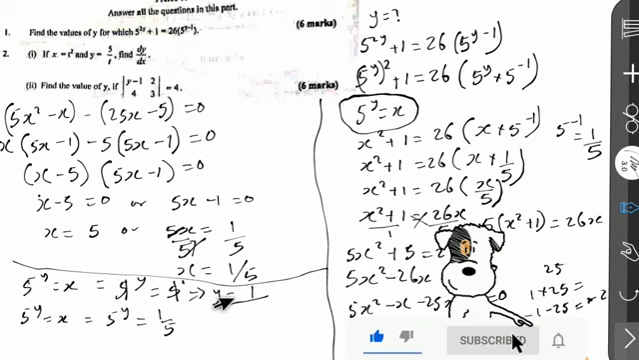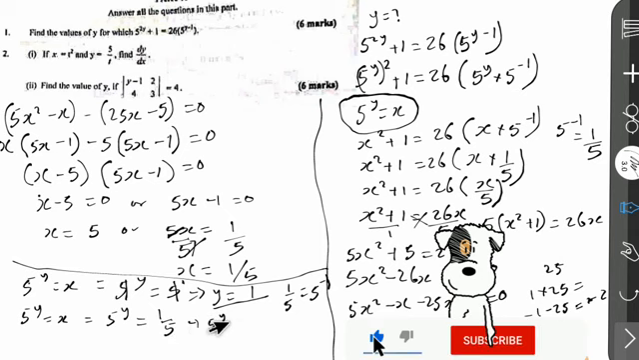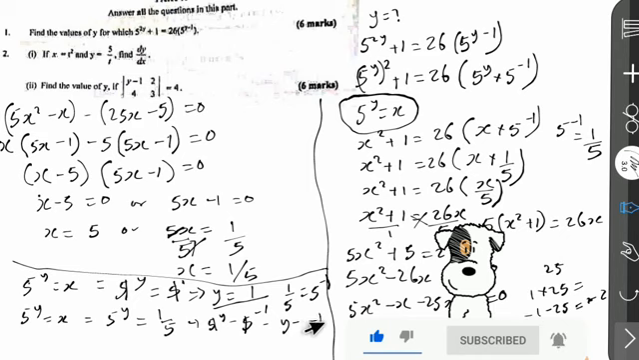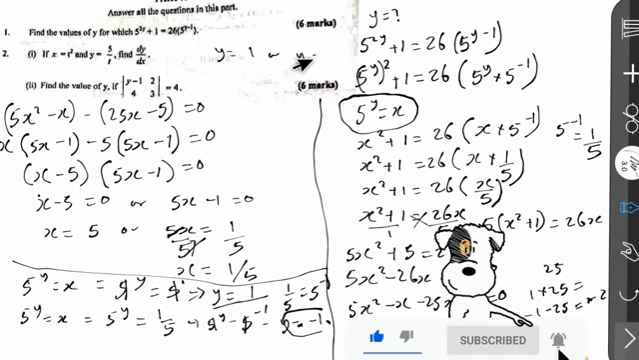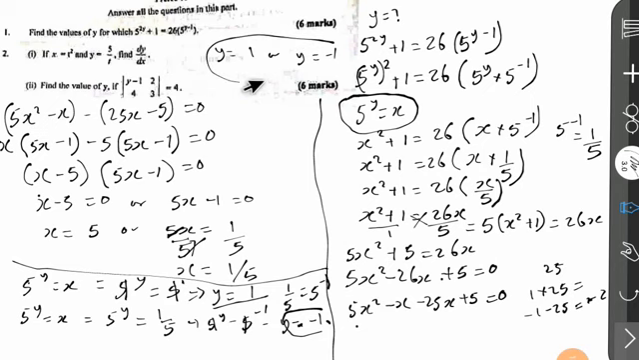In this place, remember negative inverse. 1 over 5 is the same thing as 5 raised to the power of minus 1. So 5 raised to the power of y is equal to 5 raised to the power of minus 1. Since they have the same base, we cancel this 5, and y is equal to minus 1. So the answers for y are 1 and minus 1. That is the answer to this particular question.